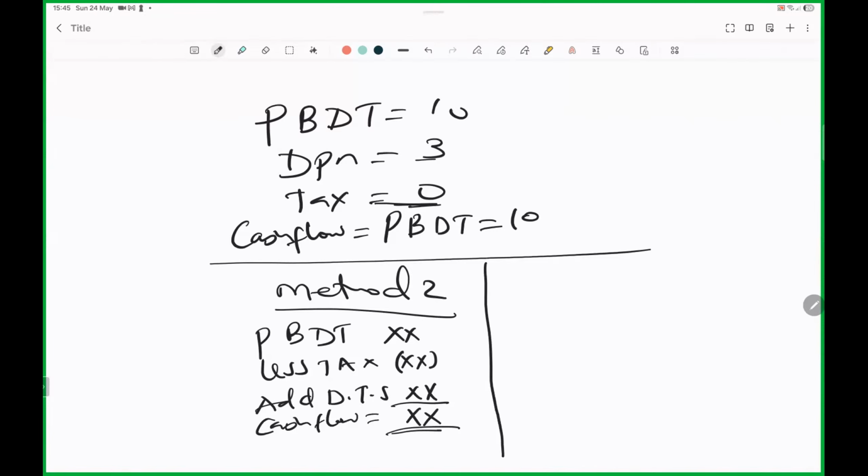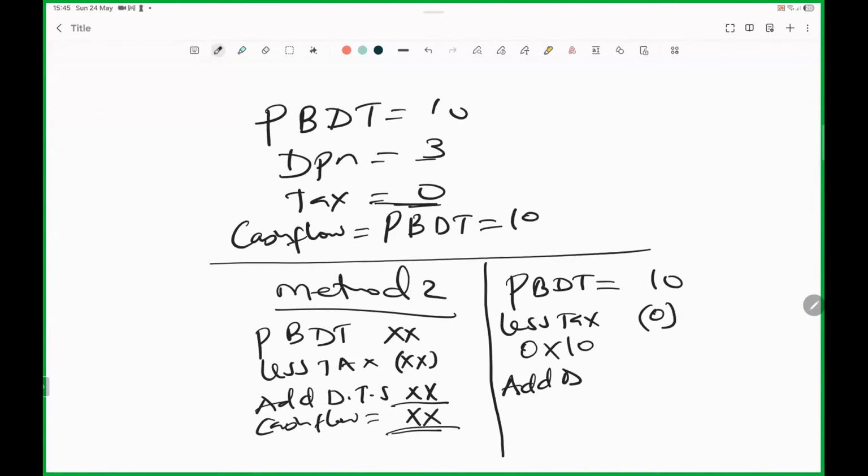Please listen. I will come here and say PBDT using this method is 10. Then we less tax out of it. Tax here is 0 times the 10, because the rate of tax is 0, which will end up giving me 0. And then I come and add depreciation tax shield. Depreciation itself is 3, so pick 3 times tax, 3 times 0, so we are getting a 0 there. We're supposed to add this.